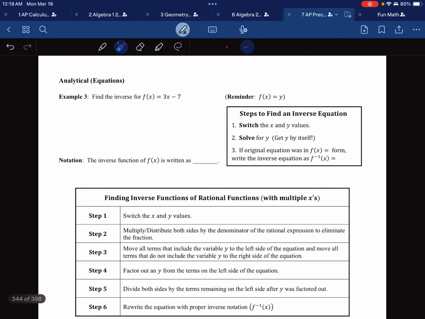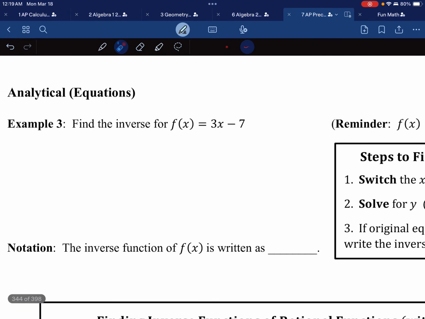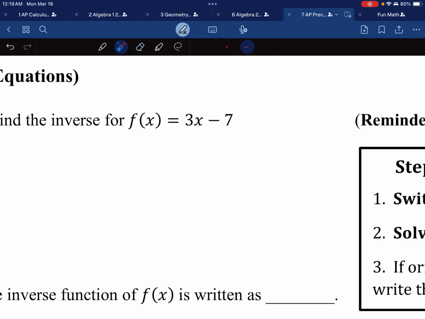All right. And then finally, we have to do the analytical, like how to find inverses just with equations. And it tells you some steps over here. I'm just going to do them for you. The general idea here is you're going to switch the x and the y value. So again, you kind of want to think of the f of x as a y value. You're saying y equals 3x minus 7, right? So think of f of x as the y value. And from here, I'm going to switch this y value with this x value.